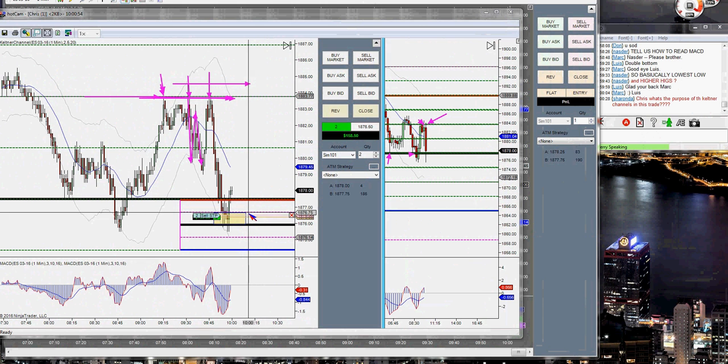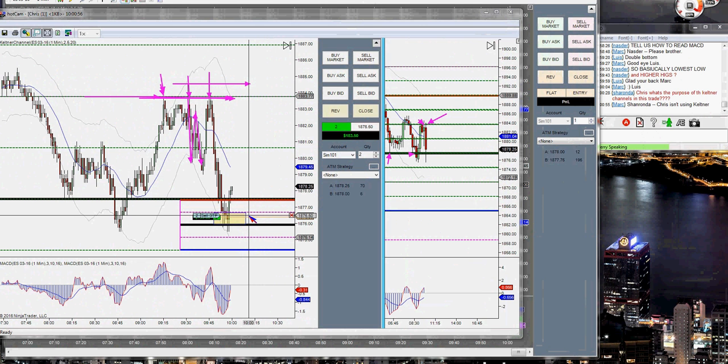Now, there's no purpose for the Keltner channels on this trade. Keltner channels is something completely different. Okay? This starts to go, guys. You have a nice big move to the upside. Okay?